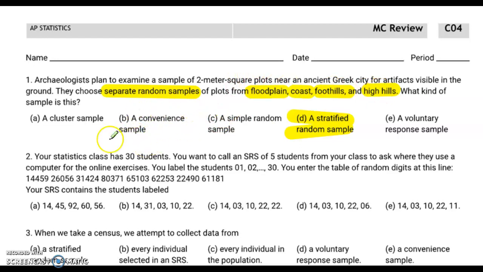A convenience sample would be simply walking out into each of these different areas and finding the most convenient one, and a cluster sample would be going to one of these areas and choosing all of the different plots from only one of those areas.